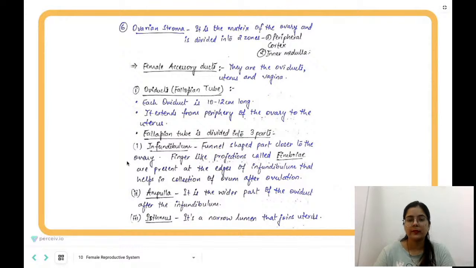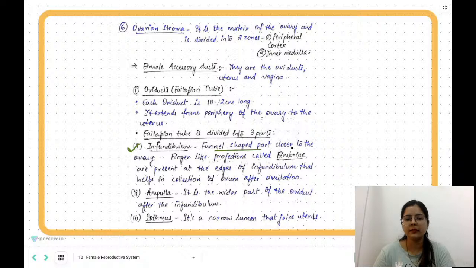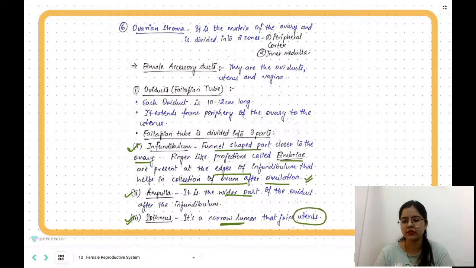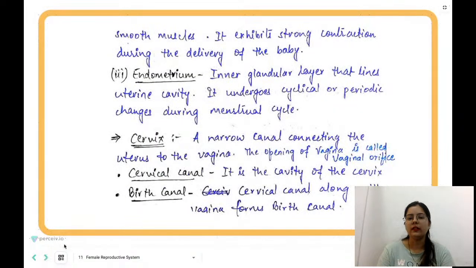So we were here, at the infundibulum. Infundibulum is the funnel-shaped part closer to the ovary, with finger-like projections called fimbriae present at its edges, which help in the collection of the ovum after ovulation. Now, this is very, very important. Then comes your ampulla, the wider part, which is the site of fertilization that I've already told you, and the isthmus, the narrow lumen-like structure that is ultimately going to join the uterus. So we have all seen this in the model itself.